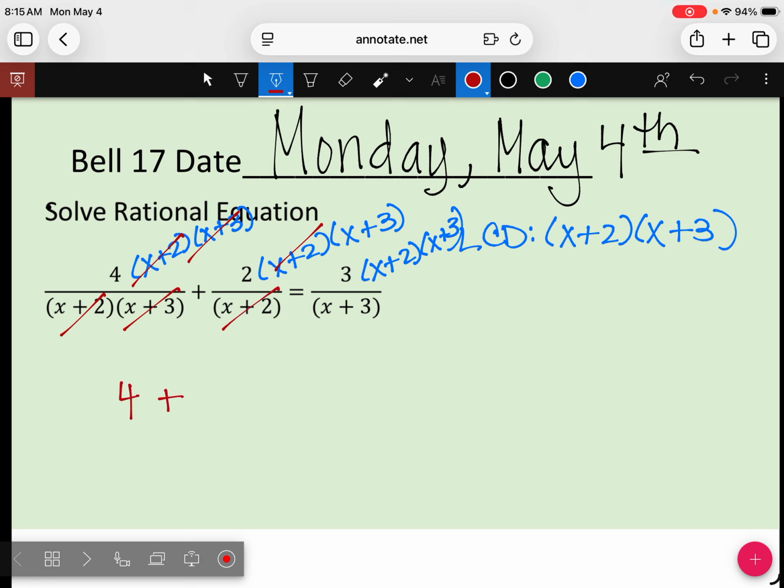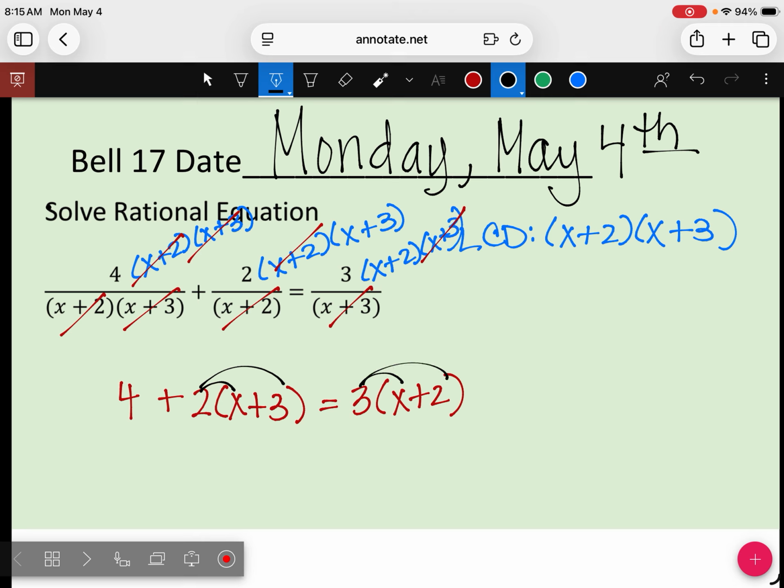The x plus 2 goes away. 2 and the x plus 3 equals, and then the x plus 3 goes away. 3 times x plus 2. So you have to distribute. Now when you distribute, you get 4 plus 2x plus 6 equals 3x plus 6.